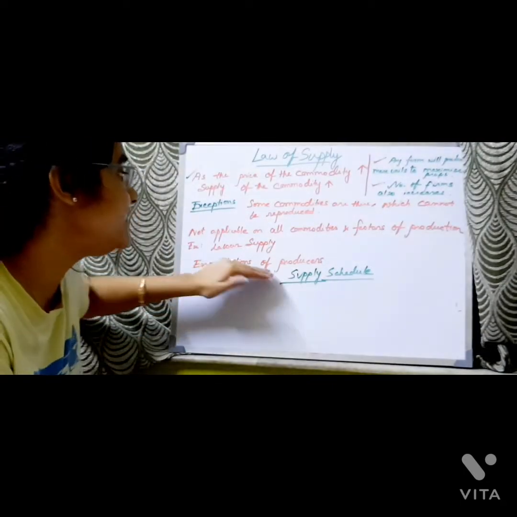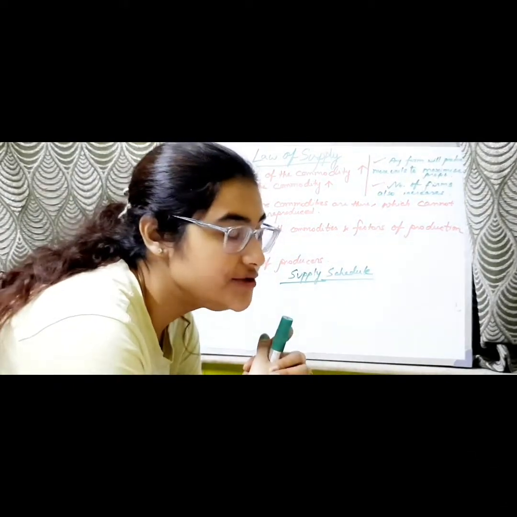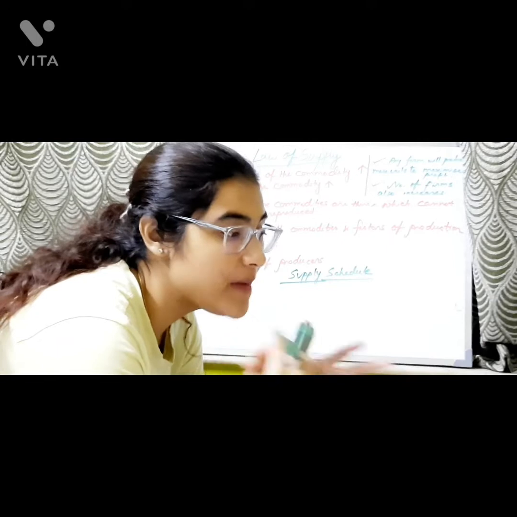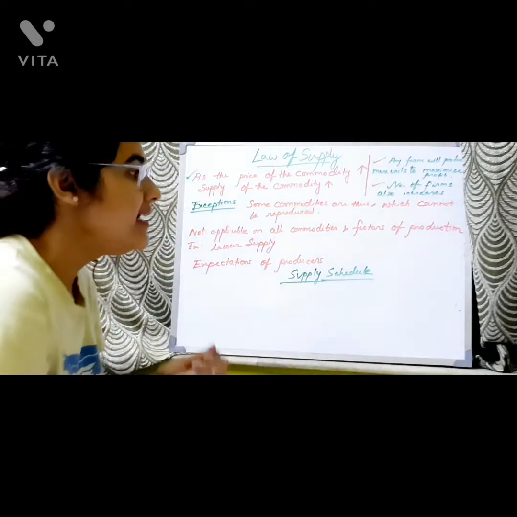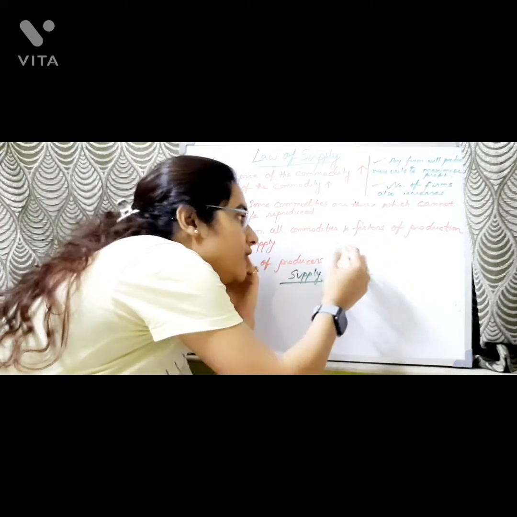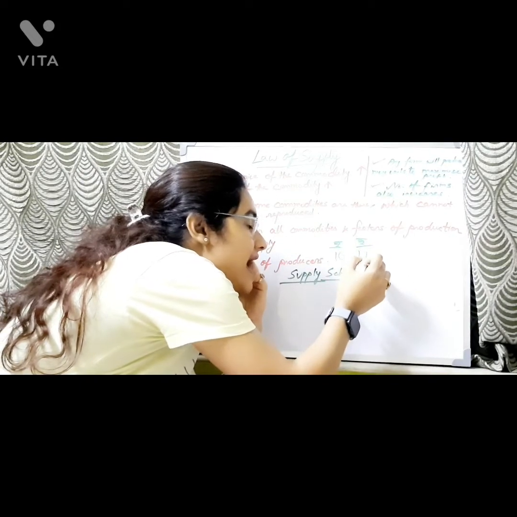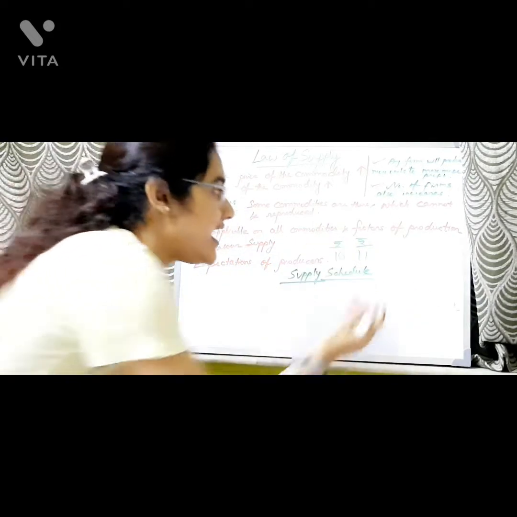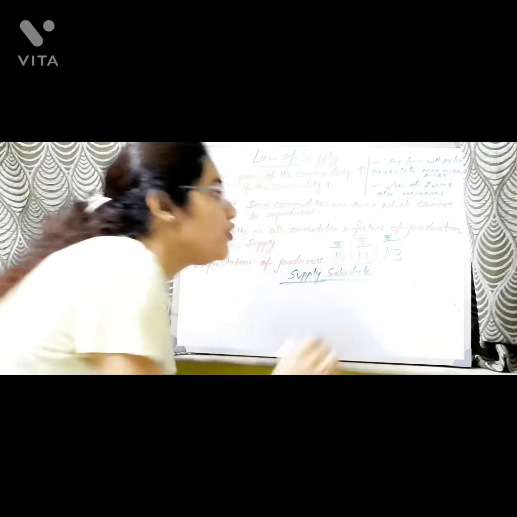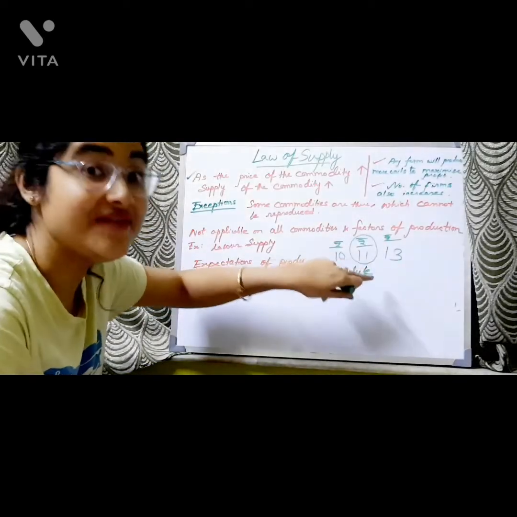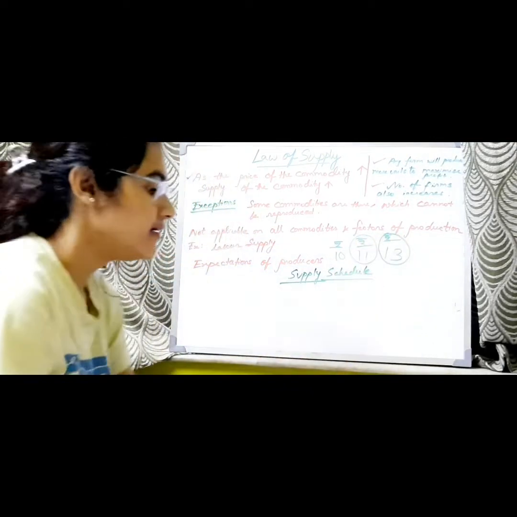Next is expectations of producers. If I'm a producer and I am expecting the price of the product to be higher in future, like I am producing a bottle of cold drink at rupees 10 today and it increased to rupees 11, and I am expecting it to rise to rupees 13, I will definitely not produce more and more products at rupees 11. Rather, I would like to produce at rupees 13.